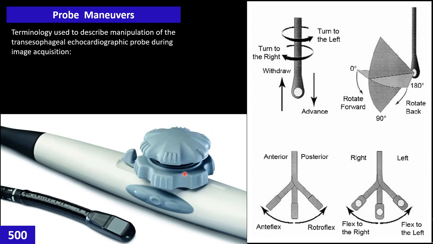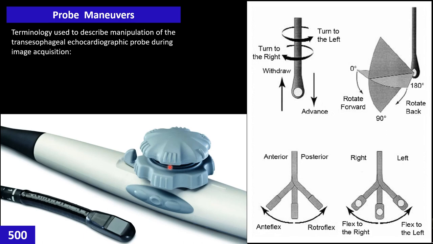Each probe has one handle, one cable that connects to the machine, a shaft, and the transducer, the tip of the transducer, and the footprint. This is the footprint that I mentioned. When you insert it, this footprint should face toward the tongue, meaning toward us. And depending on the company, on the handle or control of the probe, there are some knobs, wheels, and buttons that have different functions.